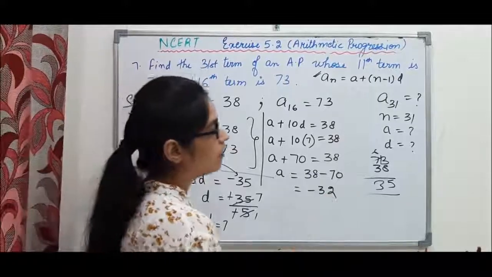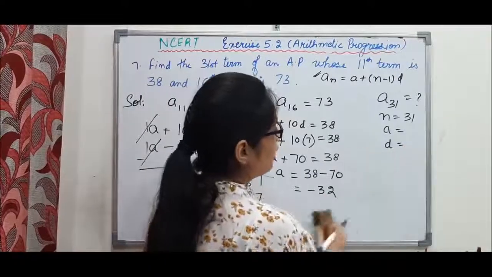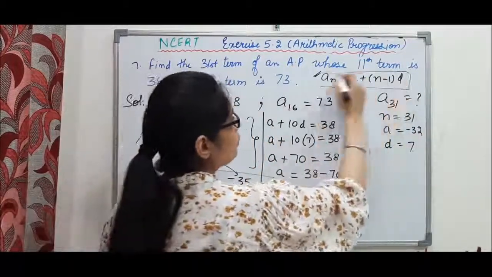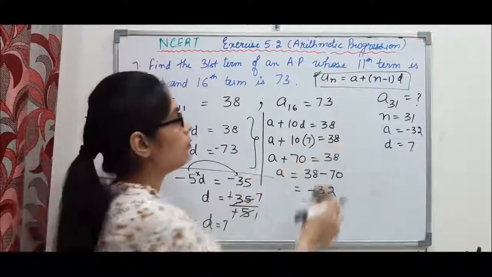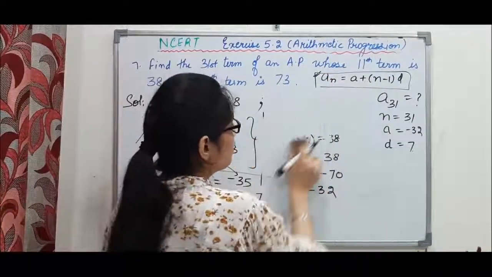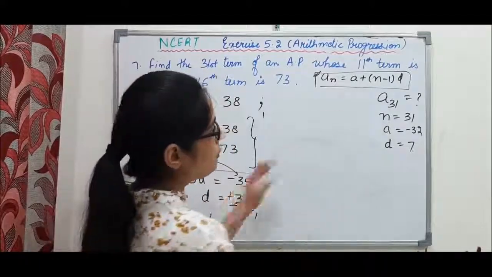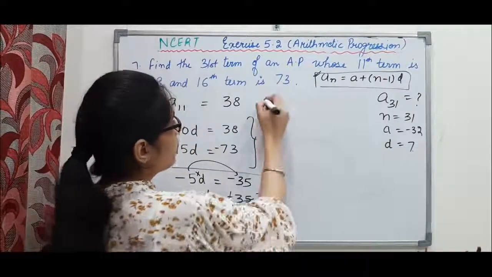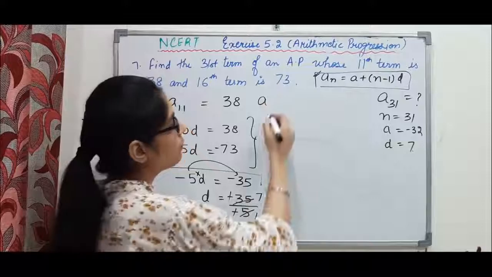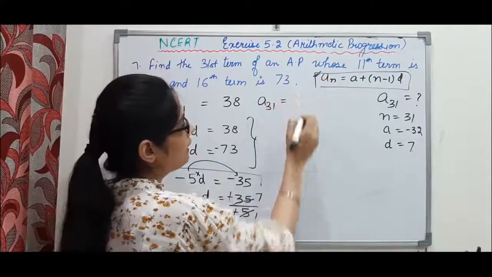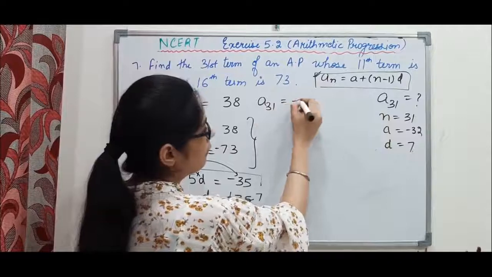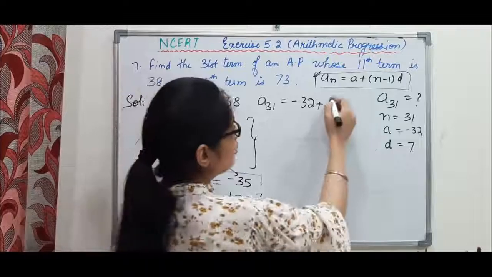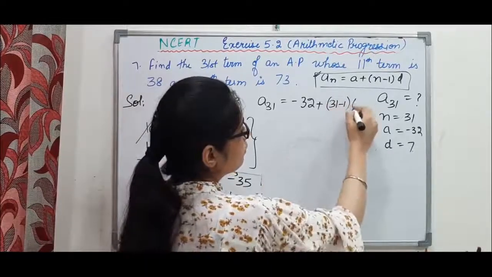Now I have got the values of A and D. The value of A is minus 32 and D is 7. This formula I can use now to find the value of A31. So AN is A31, and the remaining terms I can use since their values have been found; I can substitute them. In place of AN I will write A31, in place of A I will write minus 32, plus n minus 1, where n here is 31, so 31 minus 1, and in place of d I'll write 7.